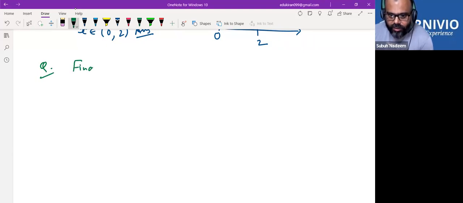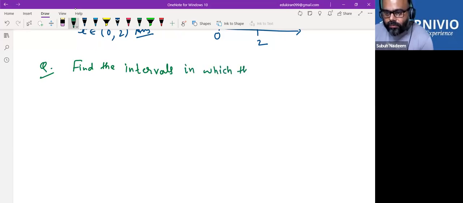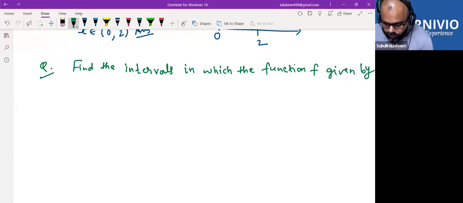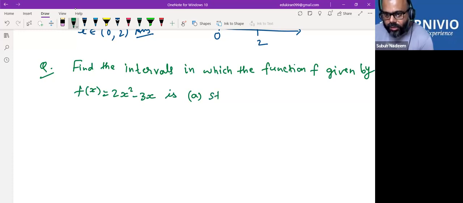Find the intervals in which the function f given by f(x) equal to 2x square minus 3x is, a part, strictly increasing and, b part, strictly decreasing.